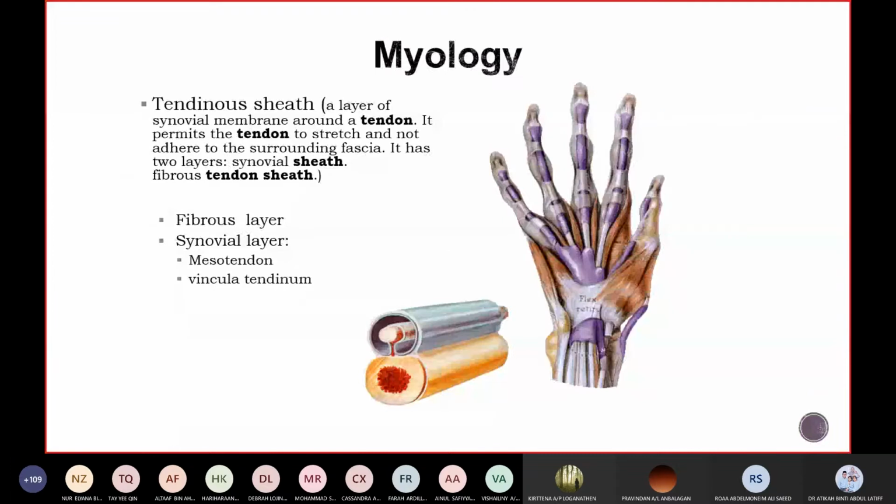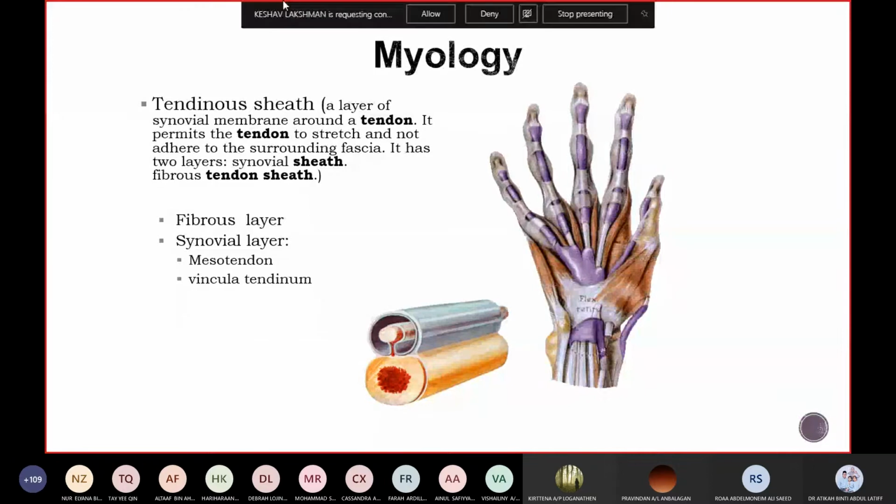Okay. So we also have a tendinous sheath, which covers the tendon and protects the tendon. So it permits the tendon to stretch and not adhere to the surrounding fascia. There are two layers, the synovial sheath and the fibrous tendon sheath. As the name suggests, the synovial layer contains the synovial fluid. Okay, and the fibrous layer is the outer layer.